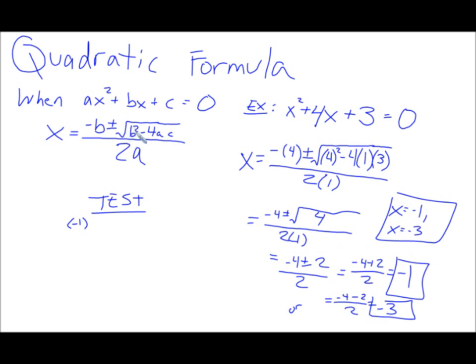Let's prove that it's true by plugging it back into the original equation. Negative 1 squared plus 4 times negative 1 plus 3. And the equation says equals 0. If the left-hand side equals 0, we have a true statement, and it works.